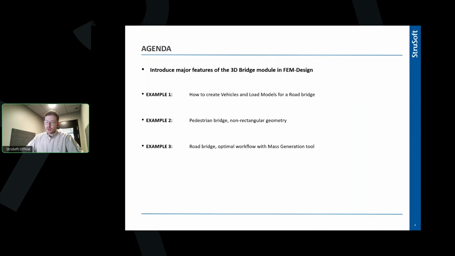The first one will be focused largely on how we create the traffic loads. I will give you a somewhat complex example and how we can build a load model from those vehicles, and then how we can apply those to our road bridge. The second example will be a pedestrian bridge example with a non-rectangular geometry, so a little more focus on handling different surfaces here. And then a third one will be another road bridge, and here I will show what I consider to be the best workflow, really, if you want to get a lot of work done in a short time using the mass generation tool.